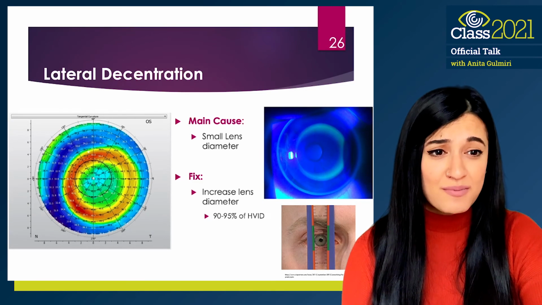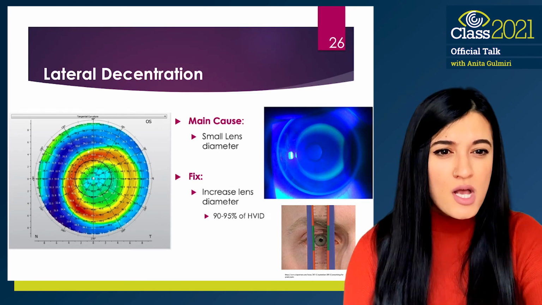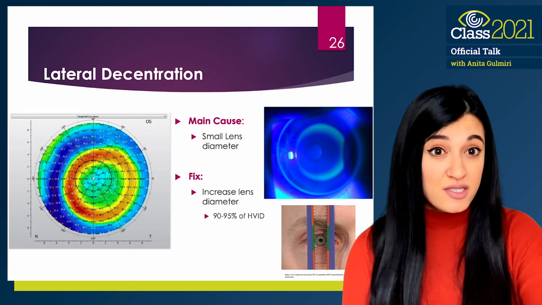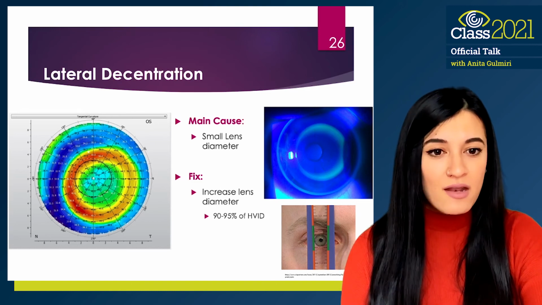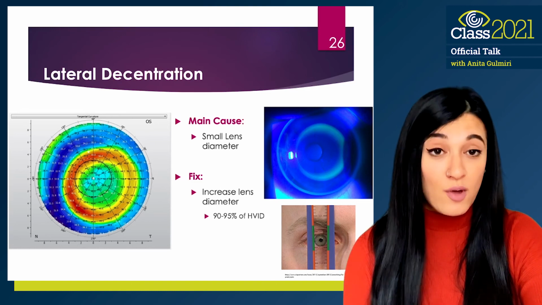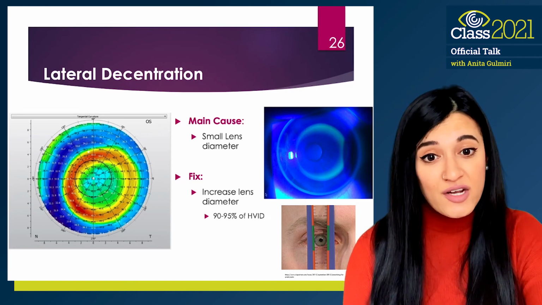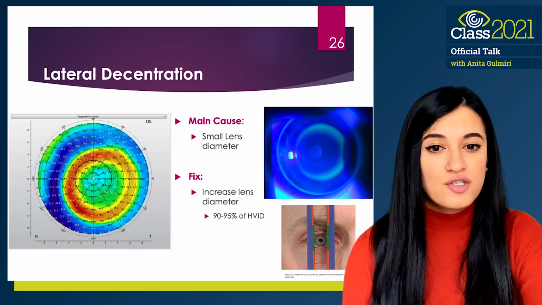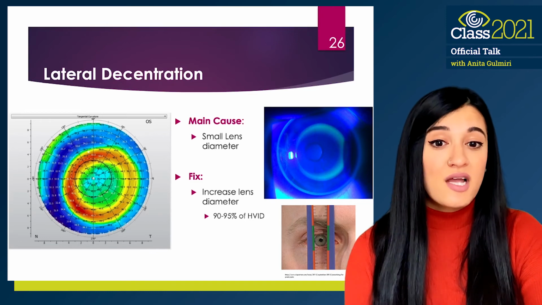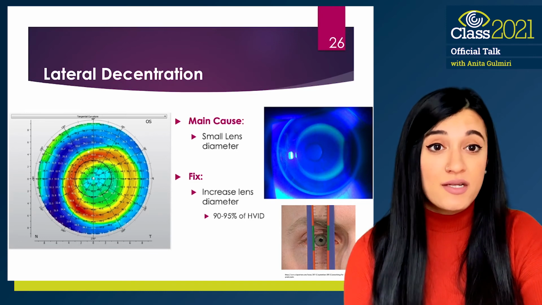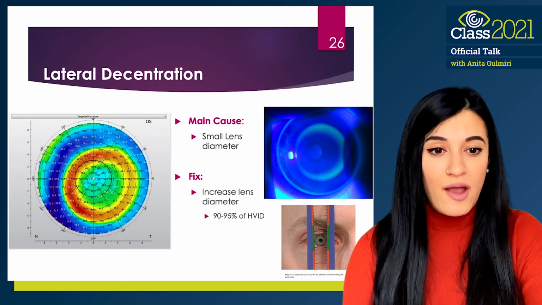Lateral decentration sometimes can be really difficult to correct because there are various different reasons for decentration, but the main cause tends to be too small of a lens diameter for the cornea you're fitting. So the fix here is to increase the lens diameter. Make sure you have that lens covering about 90 to 95% of your horizontal visible iris diameter.